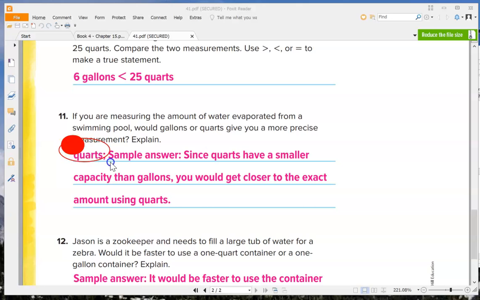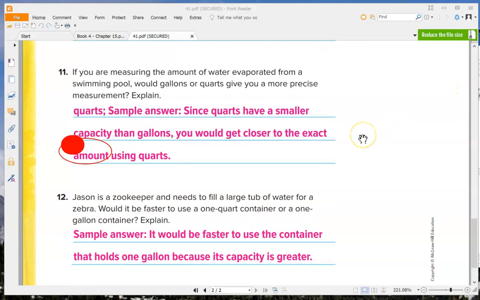Quarts right here is the smaller unit of measurement. The sample answer would have been like, since quarts have a smaller capacity than gallons, you would get closer to the exact amount using quarts. Anything like that is going to work. The key phrase here is saying that quarts is a smaller unit of measurement. That's why it's more precise. You do want to use the word because in that answer sentence, or since, which is kind of the same thing. So either way is going to work.